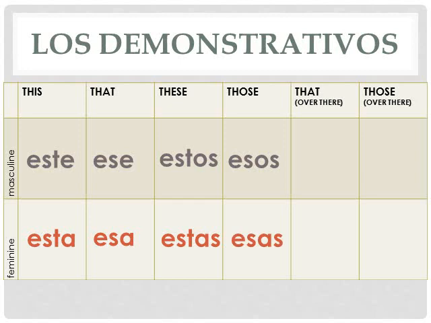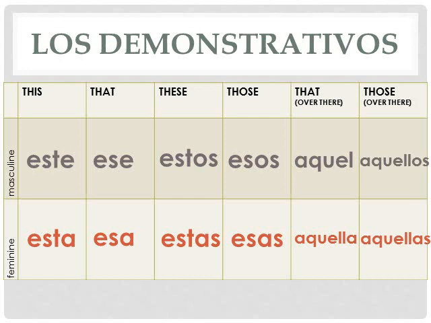Now, in Spanish, there are actually ways to say that over there, and those over there. So there are two additional ones that just tell you where it is in location to you. The masculine form of that over there is aquel, and the feminine form is aquella. The masculine form of those over there is aquellos, and the feminine form of those over there is aquellas.